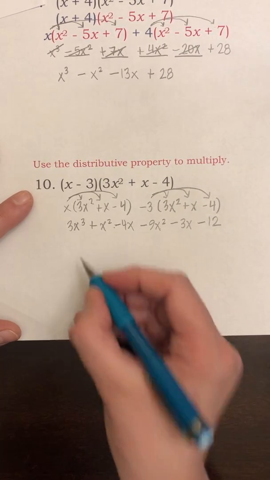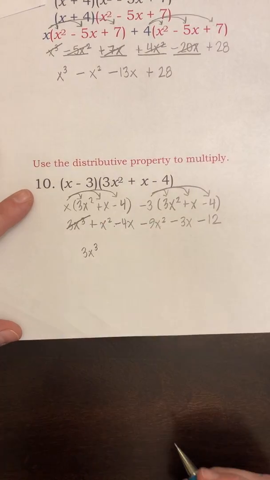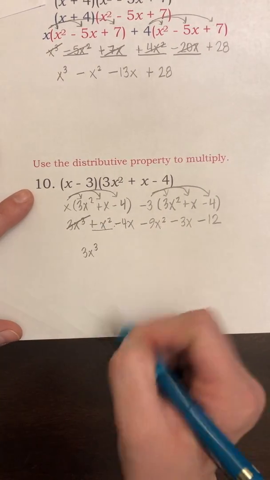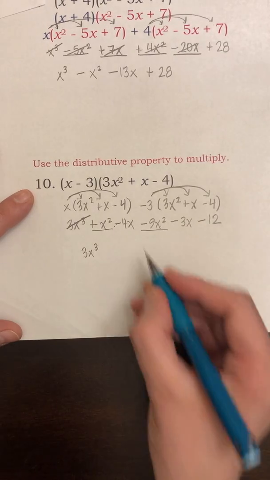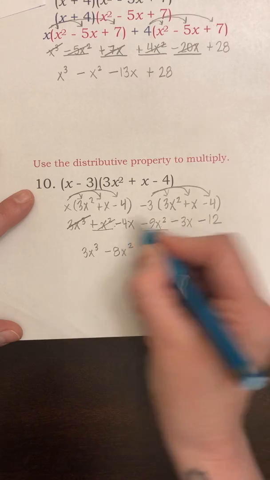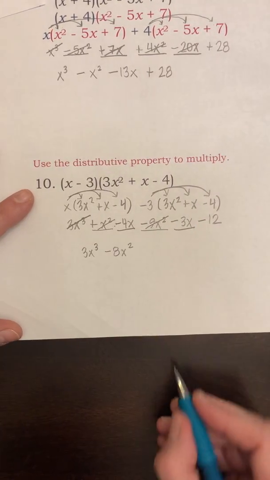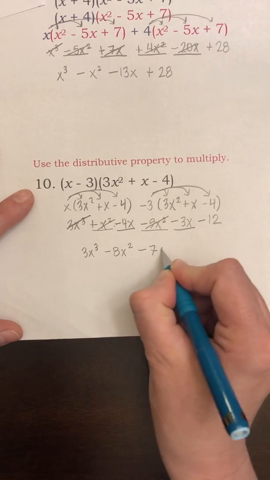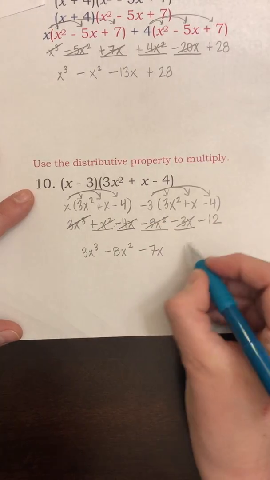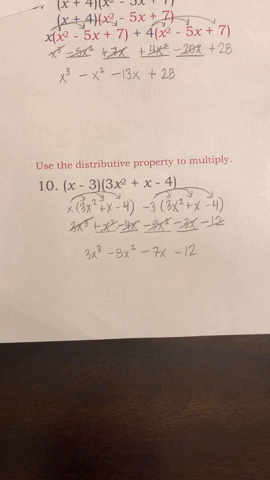We want to look for like terms. 3x cubed, there's nothing like it, so it's going to go in the front. We have a positive x squared and a negative 9x squared, and that combines to give us a negative 8x squared. Then we have a negative 4x and a negative 3x, and that's going to combine to give us a negative 7x. And then lastly, we have minus 12, and now we have it written in descending order.